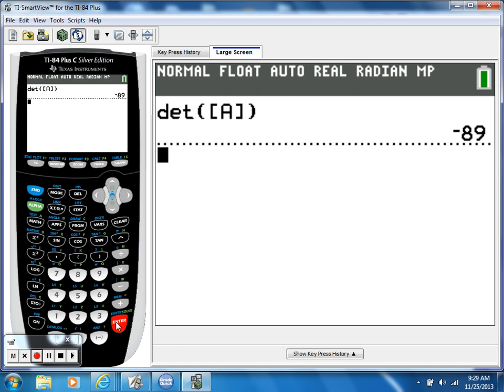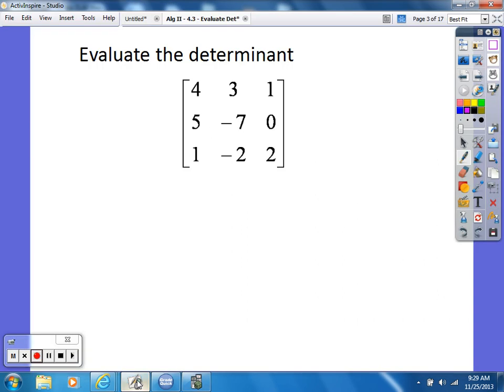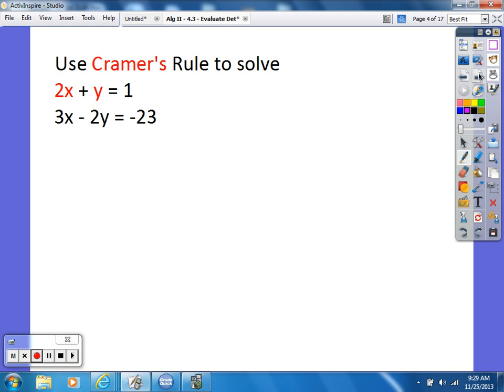Now, how do I use determinants to actually help me in math? That's where we're going with Cramer's rule. So here's your next problem to go ahead and write down. Now, it does say use Cramer's rule to solve, but what if it hadn't? What are some ways that you know to solve this already?